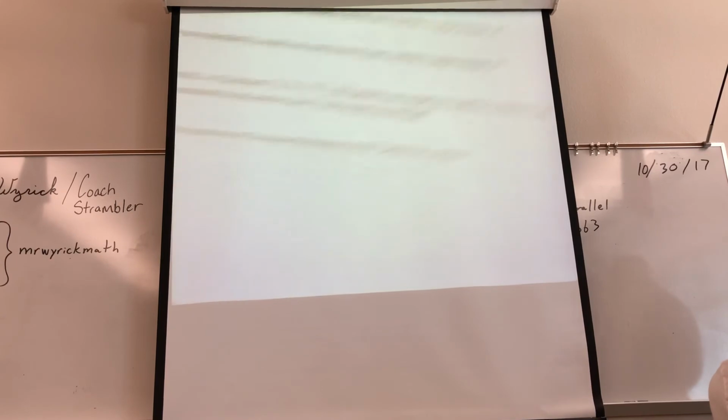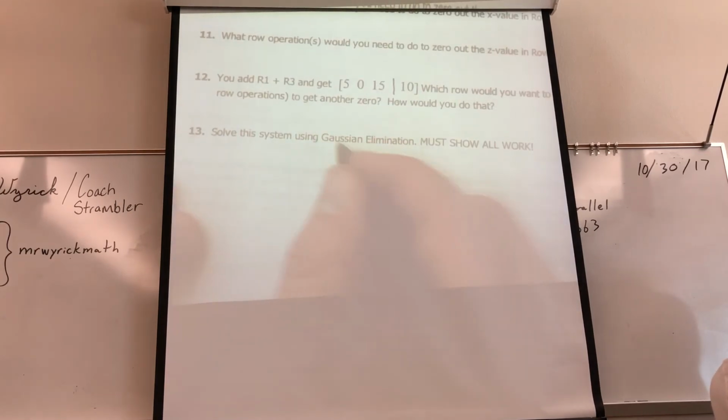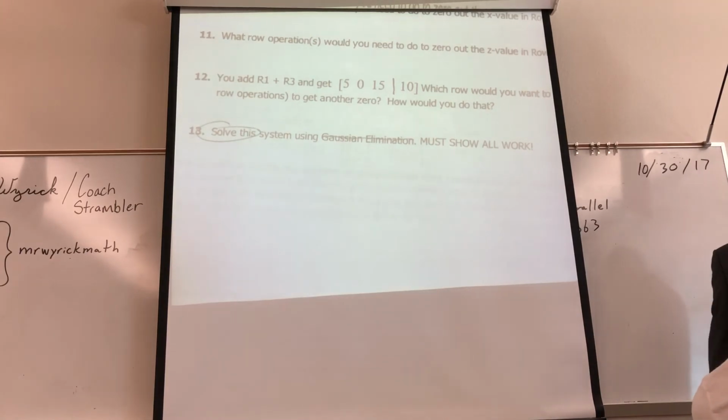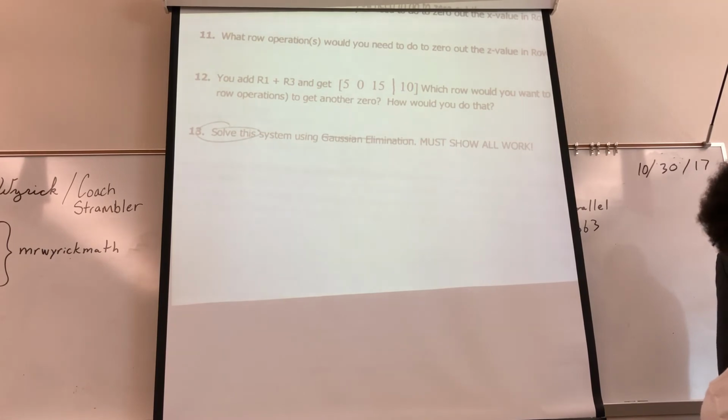Solve the system using Gaussian elimination. You don't actually have to do that. You can cross out the Gaussian elimination, just solve the system. But really, if you've done most of the work on the other ones to zero this stuff out, you should be able to go that last step, divide it, and figure it out.